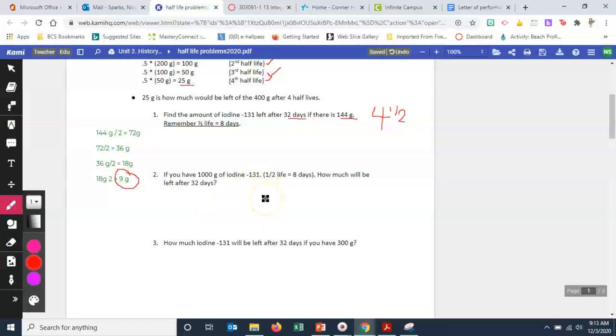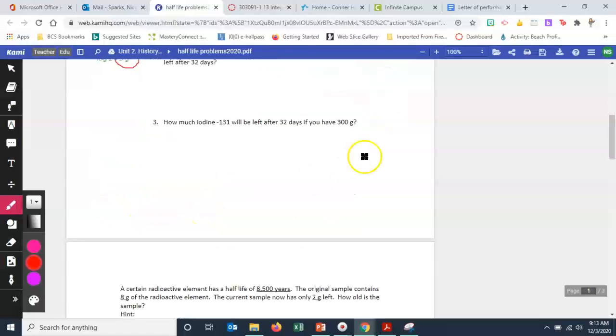So I didn't change it too much. The next couple ones, you just have to work out the problems. This one says if you have 1,000 grams of iodine-131, half-life is still 8 days, how much will be left after 32 days? Haven't changed a whole lot. You're just going to start with 1,000 grams and then move it down, breaking it in half 4 times from 1,000. And then the same with 300 grams. So once again, just changing the gram amount.